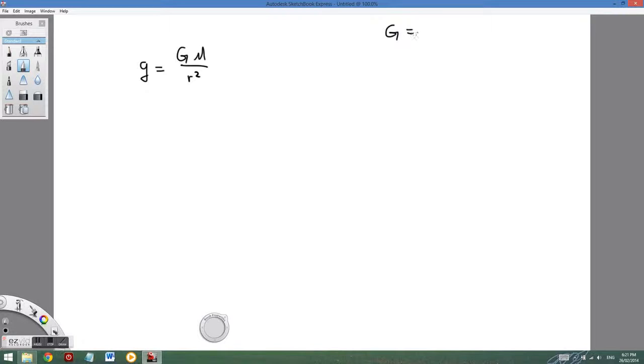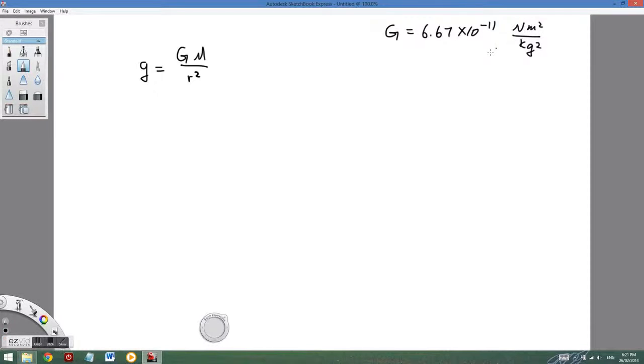Okay. G is the universal gravitational constant, 6.67 times 10 to the power of minus 11, a really small number. Now it has a unit, but it doesn't really matter. The units were put in there just to make everything mathematically correct. It doesn't have a meaning.